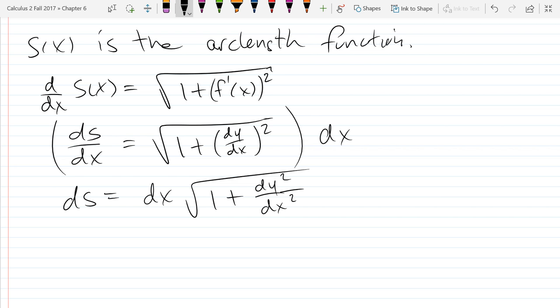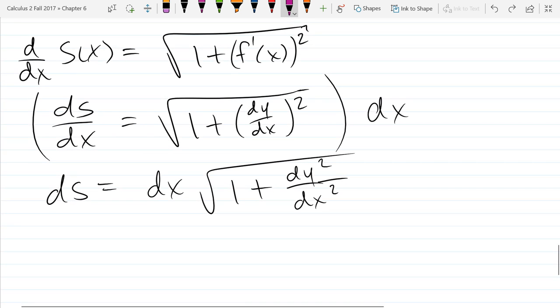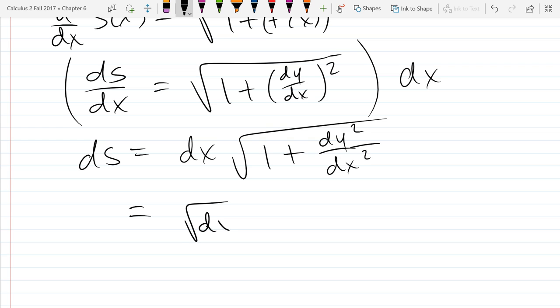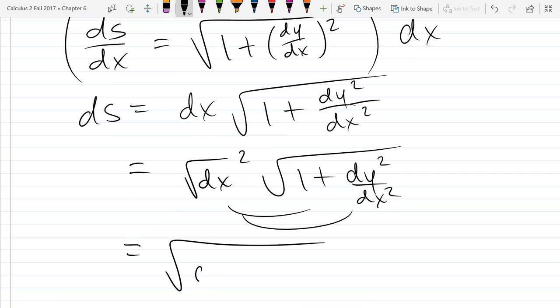The reason I don't need extra parentheses, you don't need to use these purple parentheses, is because dy and dx are treated as one unit. Just like if you had cosine squared, you don't write cosine all in parentheses squared. Now I'm going to distribute the dx into the square root. And of course, if I want to do that, I better write it as square root of dx squared. And now I can go ahead and distribute in. So we get square root of dx squared plus dx squared over dx squared cancels, and we get dy squared.